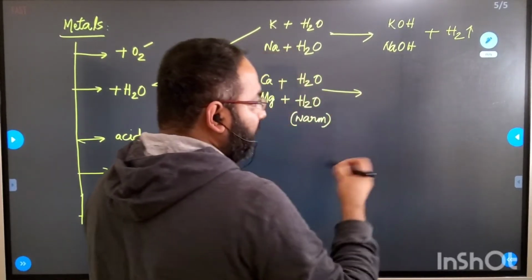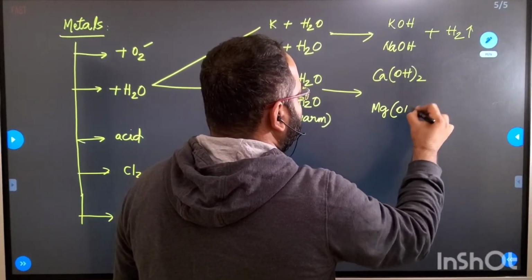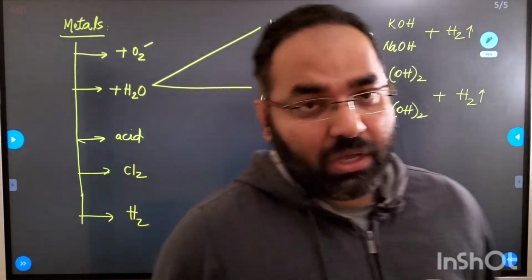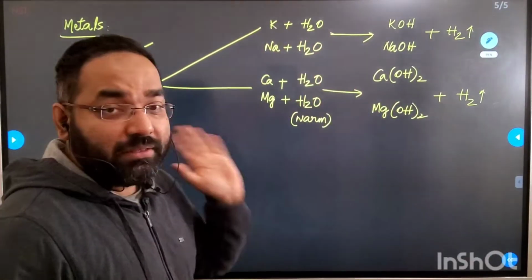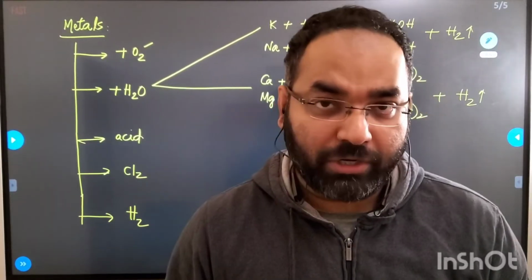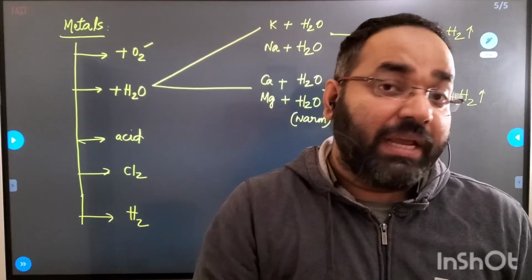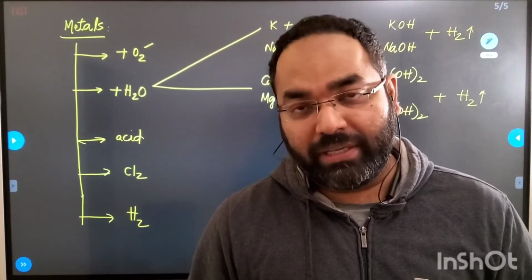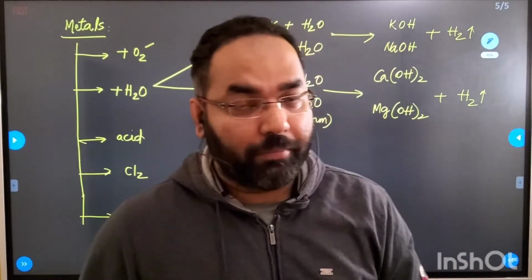These two produce their hydroxide, so calcium produces calcium hydroxide, magnesium produces magnesium hydroxide, and both will as usual liberate hydrogen gas. However, there are a few important observational changes you will observe with respect to these elements. Since sodium and potassium are strong, when you put a piece of sodium or potassium inside cold water, it makes a buzzing sound on the outer surface. It can catch fire, sometimes it can explode, and it constantly releases hydrogen gas. And the solution eventually turns alkaline because KOH and NaOH are formed.